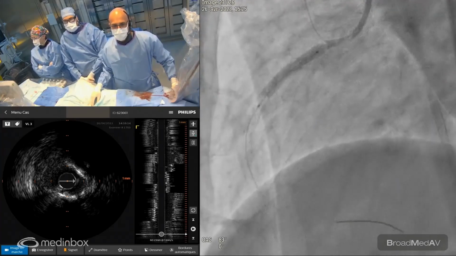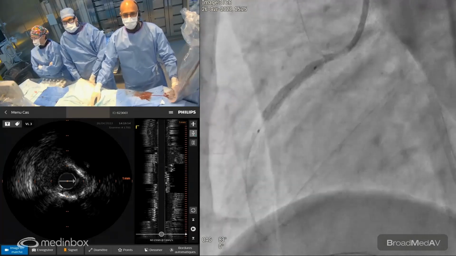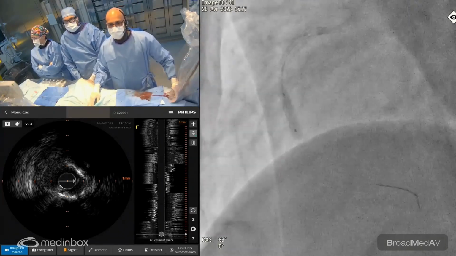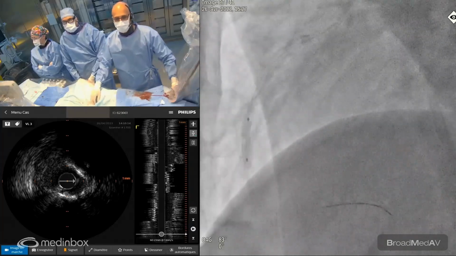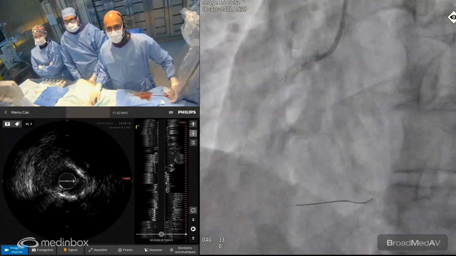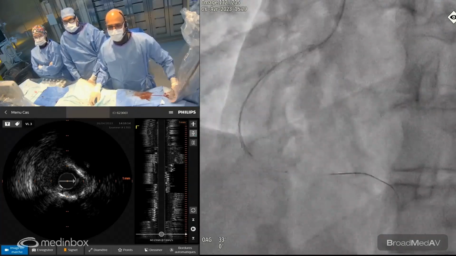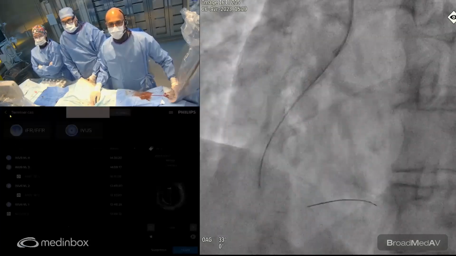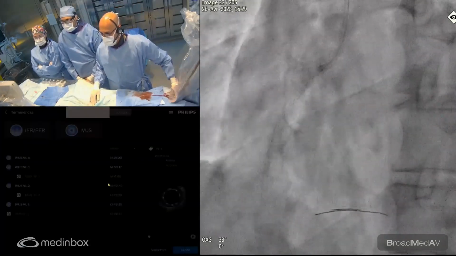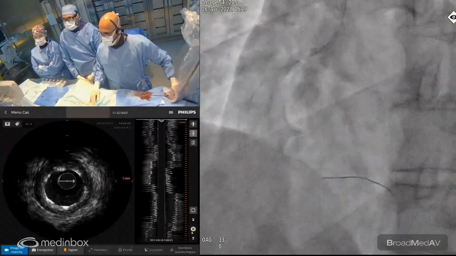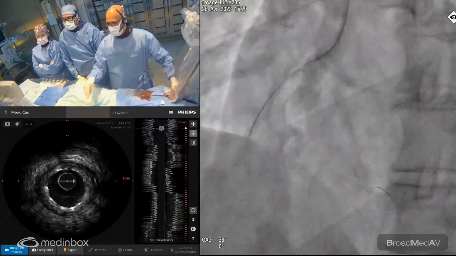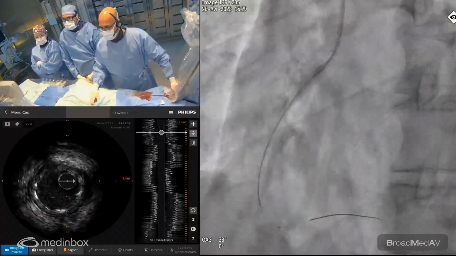Next. We went up to 18 atmospheres. Next. And then I took a non-compliant 3.5 just to touch up the whole vessel. Next. Then I performed IVUS one last time. Let's see the IVUS images. As you can see, I have very good expansion of the stent.